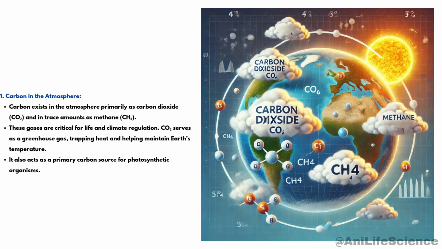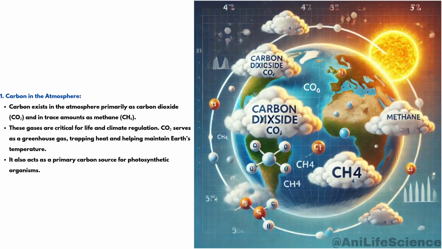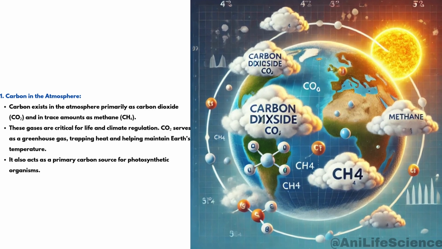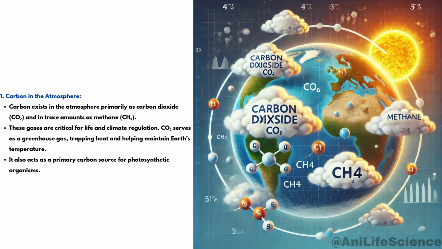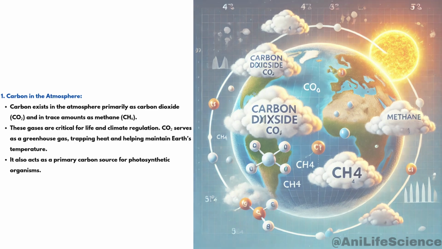First one, carbon in the atmosphere. The atmosphere contains carbon dioxide and methane, which are essential for life and climate regulation. Carbon dioxide is a greenhouse gas, helping trap heat and maintain Earth's temperature. It serves as a primary carbon source for plants and photosynthetic organisms.